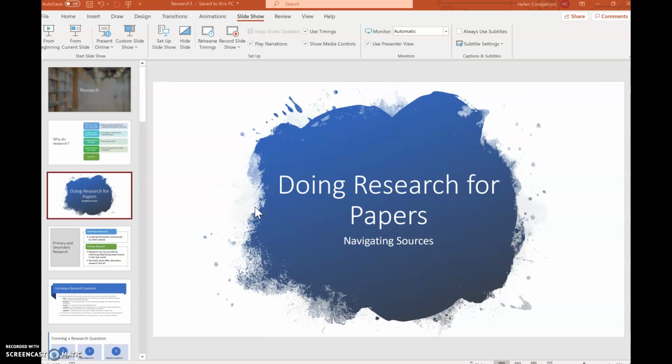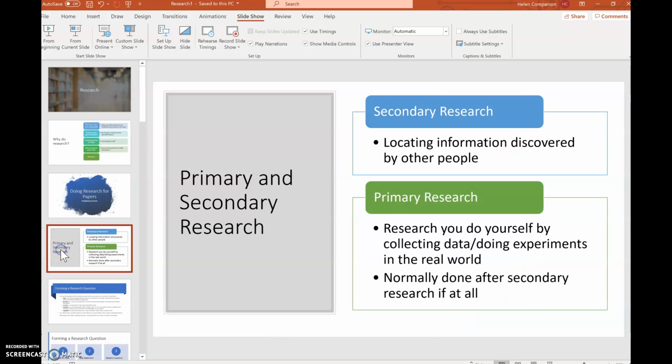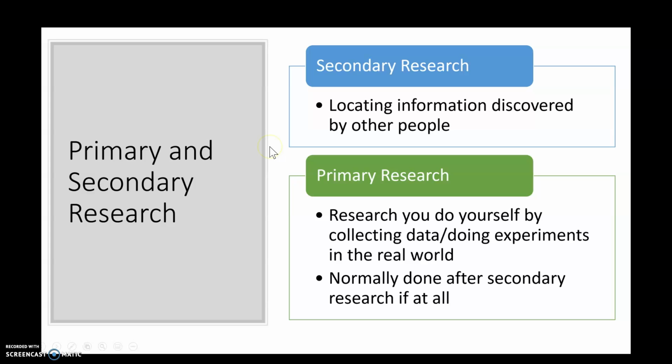Okay, so this is the second part of the presentation on research, and we're going to talk about doing research for papers. So I wanted to start by defining a couple of terms. So primary and secondary research.